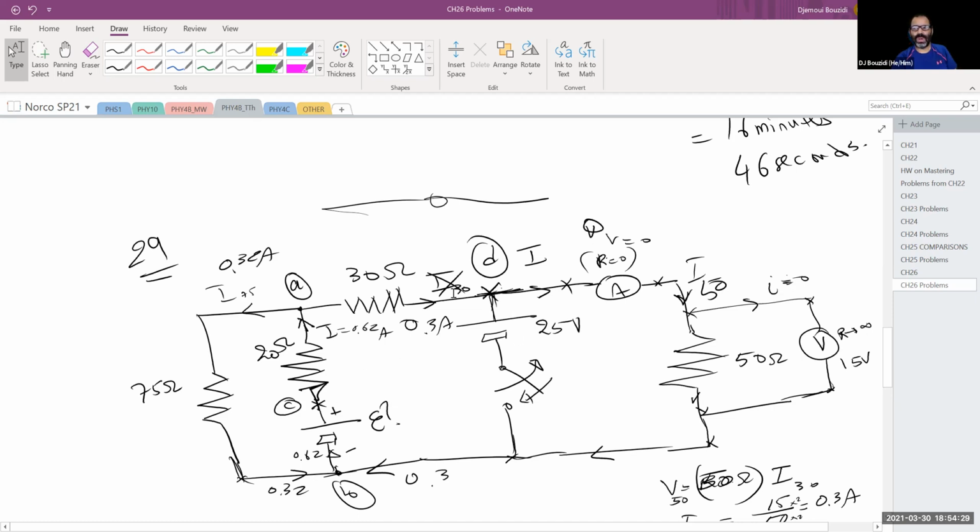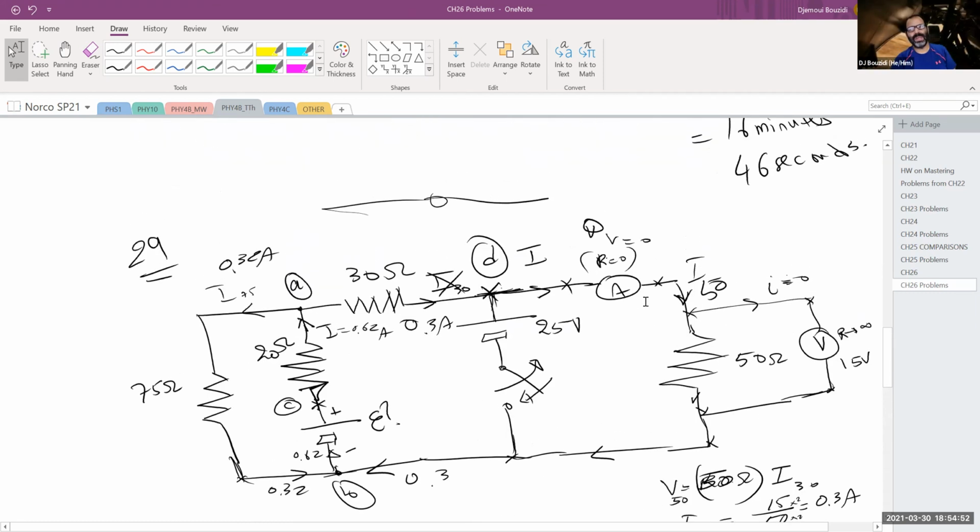Because this battery is trying to push a current now. Half an amp is going this way, and this battery is still pushing current in here. So there might be a current flowing in the opposite direction in this section, or in this section, but it's going to be different than this one. So the currents change now.